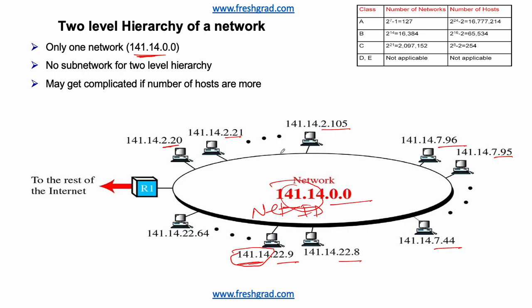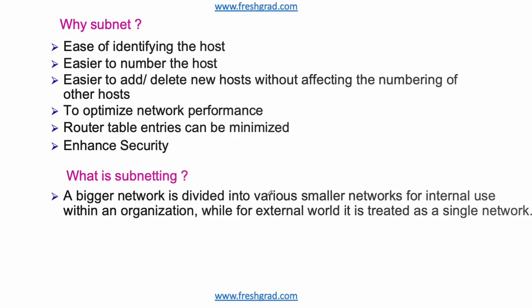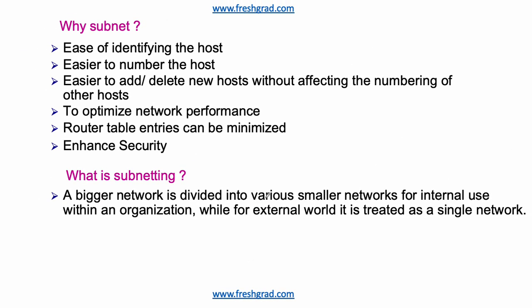But what if we divide and organize? If we divide into smaller pieces, it's easy to organize. For that, we call it a subnet. Subnetting is also called subnetworking. Basically, a large network is logically or physically divided into multiple small networks. That's called subnets.